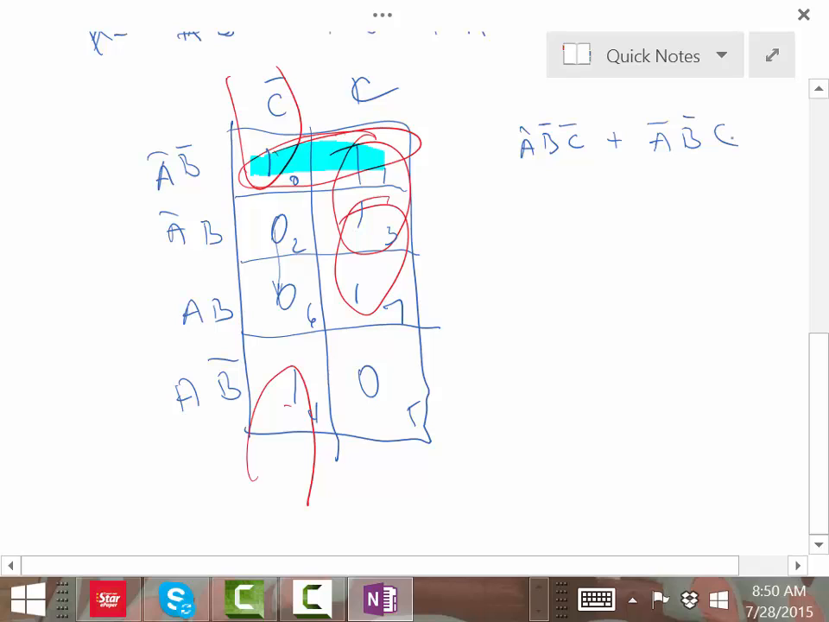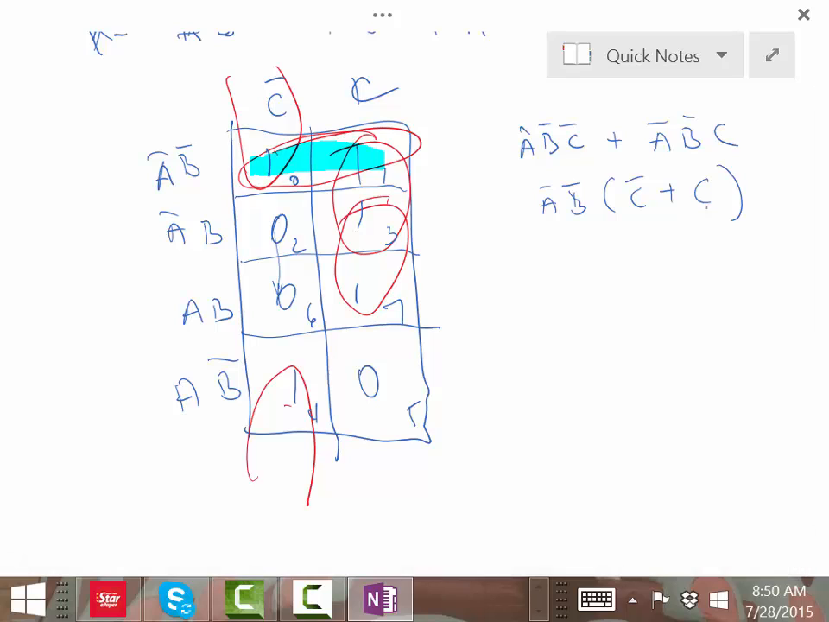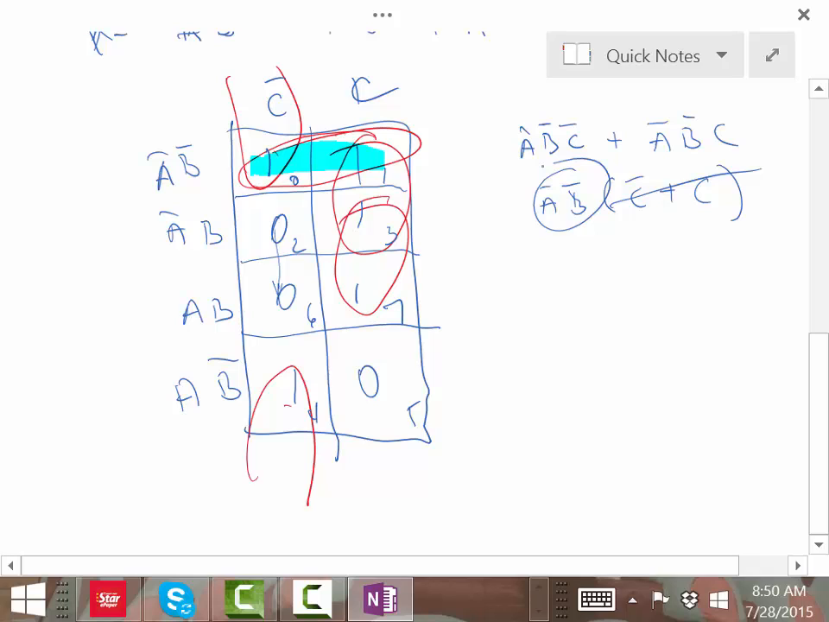If I apply Boolean algebra to this, I would factor out A naught, B naught, times C naught plus C. Well, C naught plus C is 1, so that goes away. I can simply write this group of 2 as just A naught, B naught. I eliminated C naught without applying the Boolean algebra; I just read it. This is a method of applying Boolean algebra using the table, without having to go back and memorize the rules.